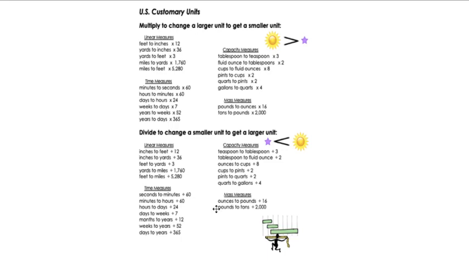Or with mass measures, like going from pounds to tons. Pounds are smaller than tons, so to convert pounds to tons, you would divide by 2,000. So that's how you use this tool resource that is in your Google Docs. Okay, so that should be enough for today.